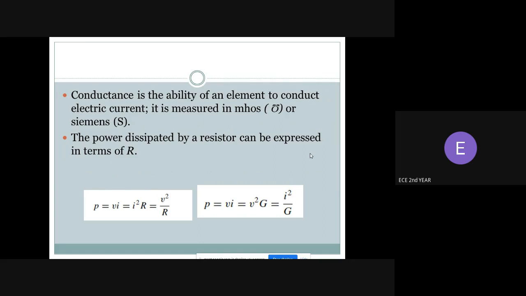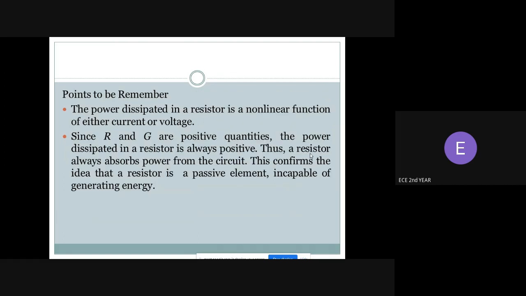The power dissipated by a resistor can be expressed in terms of R: P equal to voltage into current, or I squared R, or V squared by R. With respect to conductance, P equal to V into I, that is V squared into G, that is equal to I squared divided by G.